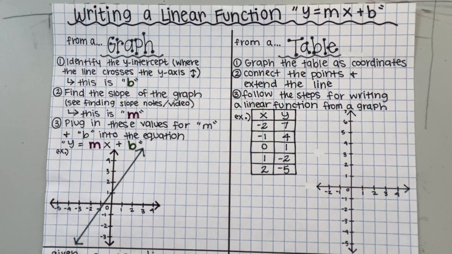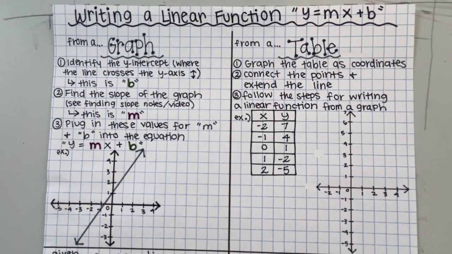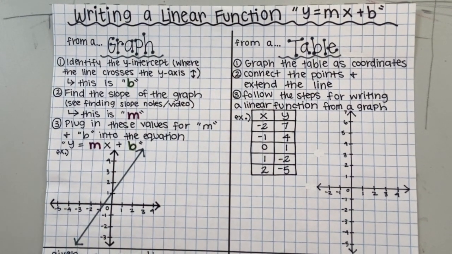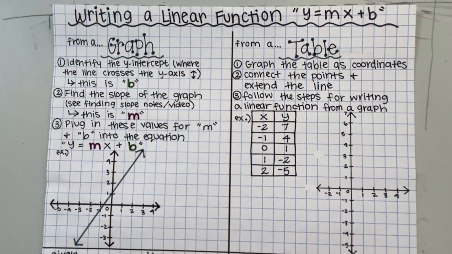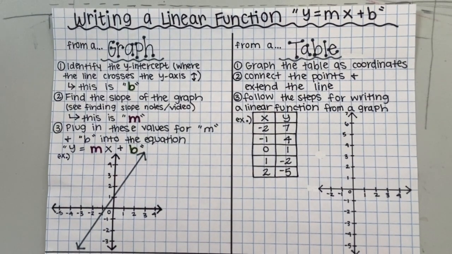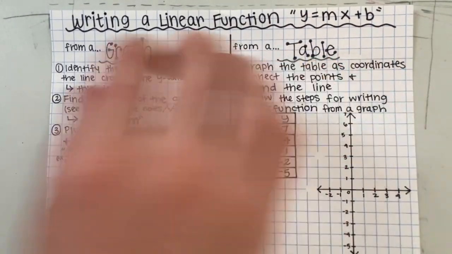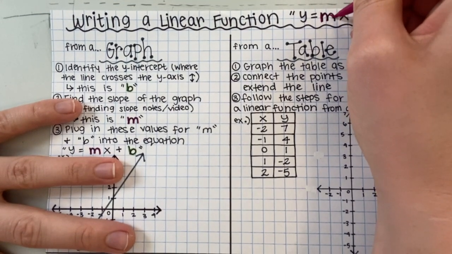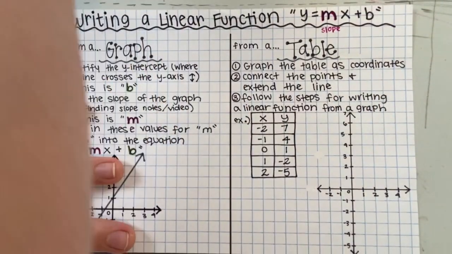So once we are comfortable finding the slope from a graph, a table, a scenario, or two coordinates, then it's pretty easy for us to create our own linear function as long as we also are able to find our y-intercept. So I know our basic formula for a linear function in slope-intercept form is y equals mx plus b, where m is our slope and b is our y-intercept.